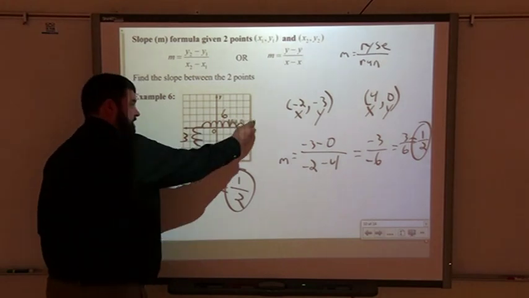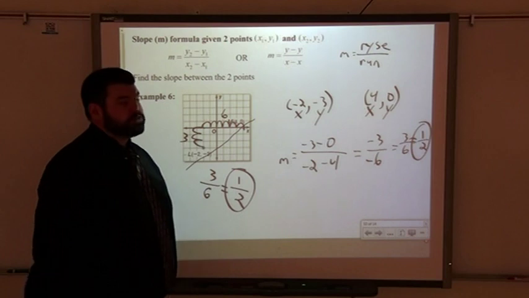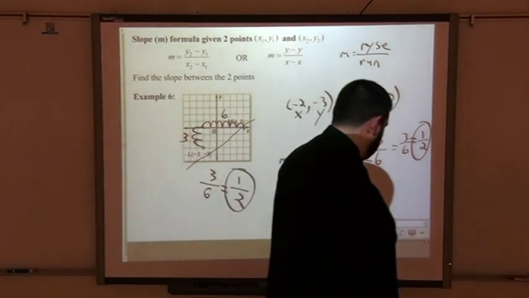And use your cheats, okay? Cheat a little bit. If you see that that has a positive slope, know that your slope's going to have to be positive. Okay?